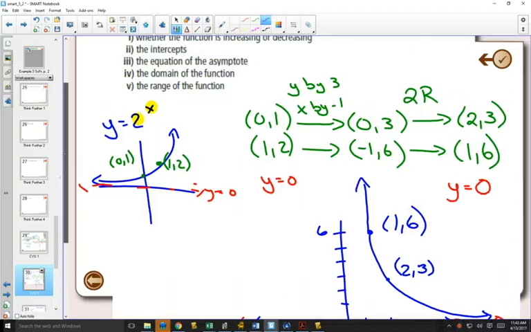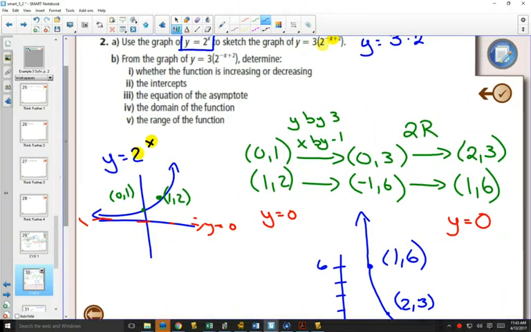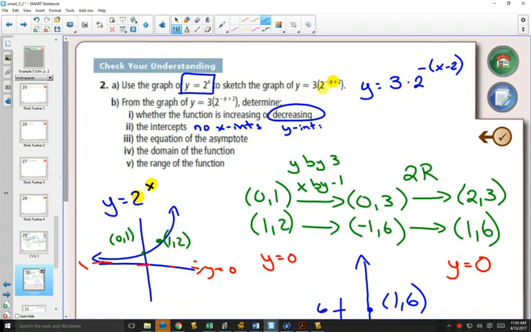So for part B, they asked some characteristic stuff here. Is this one increasing or decreasing as we go from left to right? It's decreasing. What about the intercepts? Well, since there's an asymptote at y = 0, there's no x-intercepts. If I wanted to find the y-intercept, how do I do that? Plug in 0 for x. So if I plug in 0 for x, I'm going to get 2 to the power of 2, which is 4, times that 3 out in front, which is 12. So apparently, it doesn't show up on my graph, but my graph will cross the y-axis at 12.